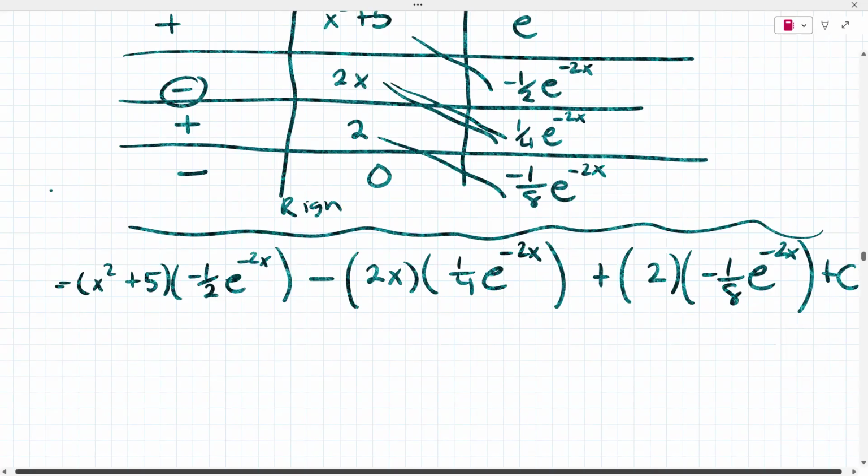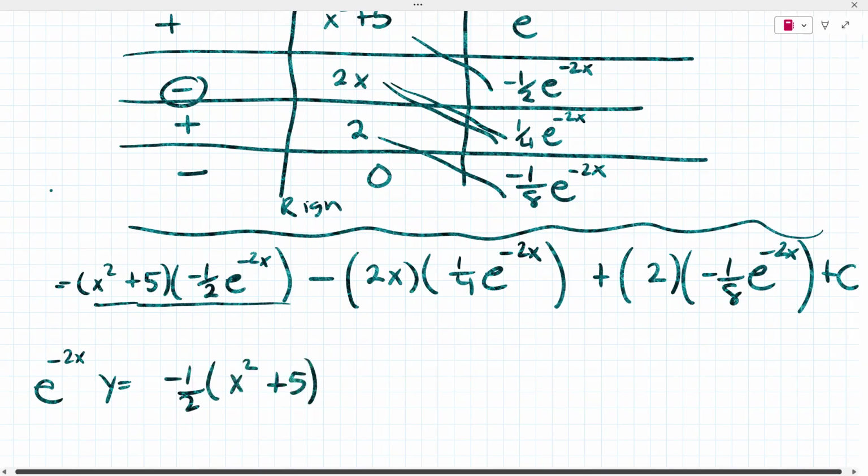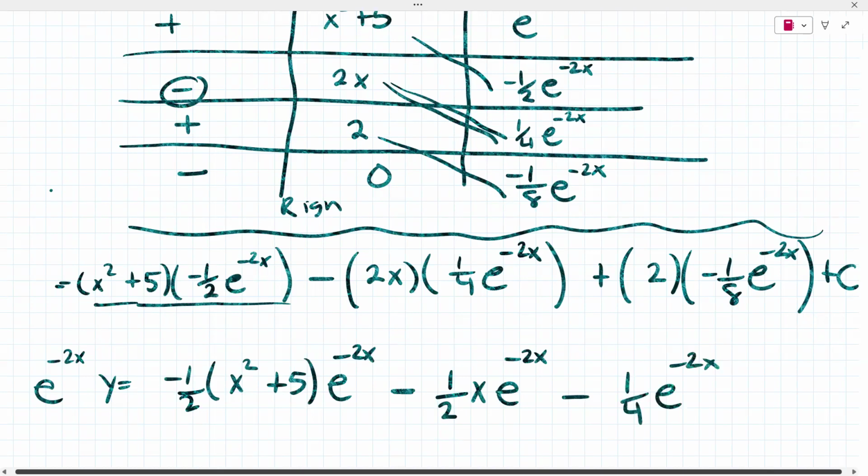So on the left you're going to get e to the negative 2x y, and then if you clean this up a bit, put the negative 1/2 first. So this would be negative 1/2 x squared plus 5 e to the negative 2x, minus 1/2 x e to the negative 2x, minus 1/4 e to the negative 2x, plus c.